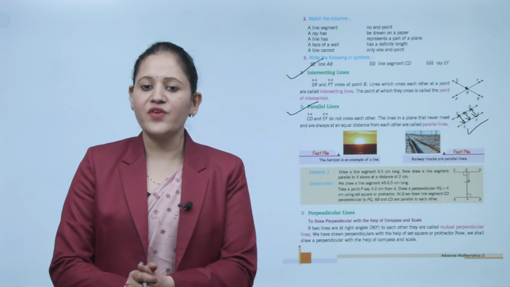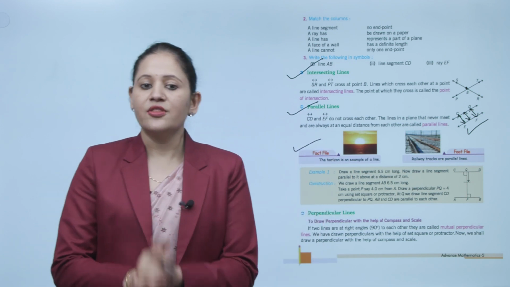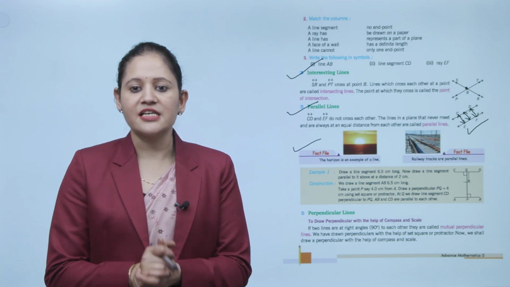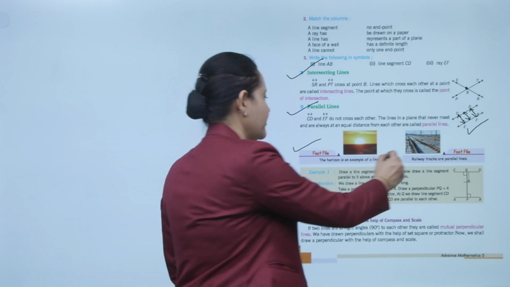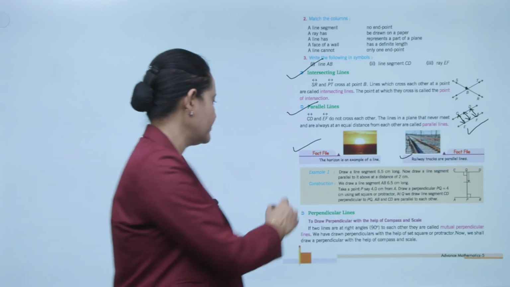Clear? Next is fact file. The horizon is an example of line, and the railway tracks are an example of parallel lines. Now we'll take an example.